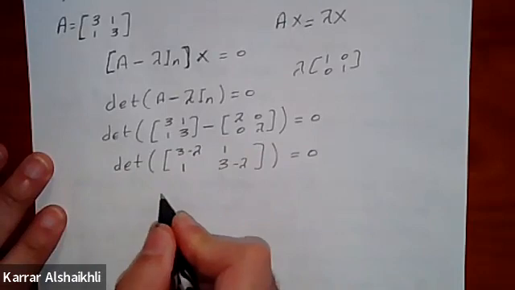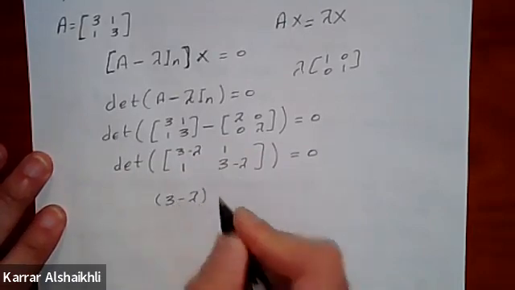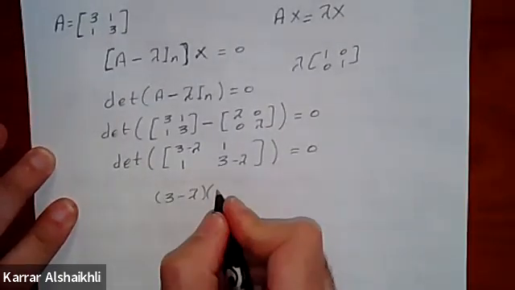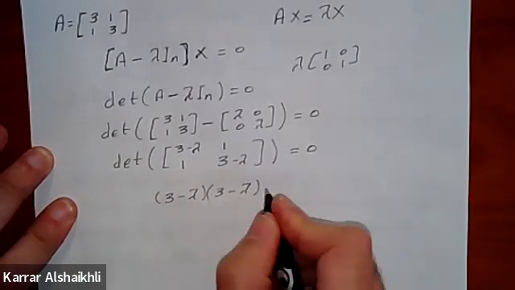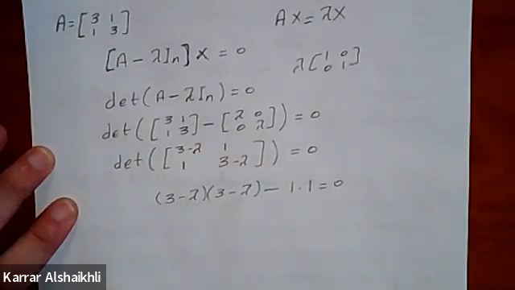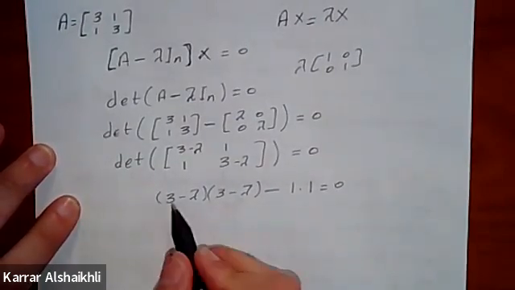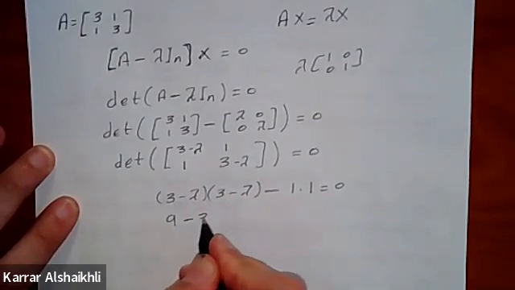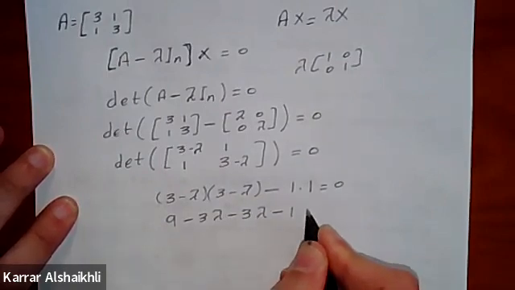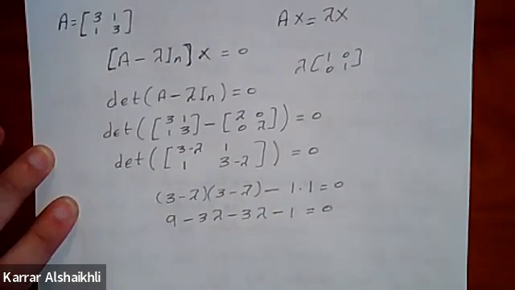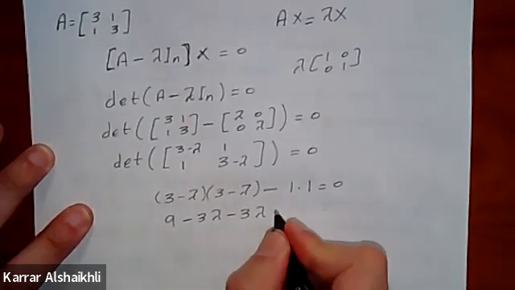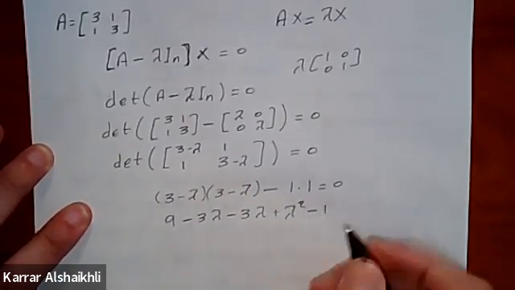So the determinant is going to be 3 minus lambda times 3 minus lambda minus 1 times 1 equals 0. Now it's going to be 9 minus 3 lambda minus 3 lambda minus 1 is going to be equal to 0. I forgot the lambda square. Plus lambda square minus 1 is going to be 0.